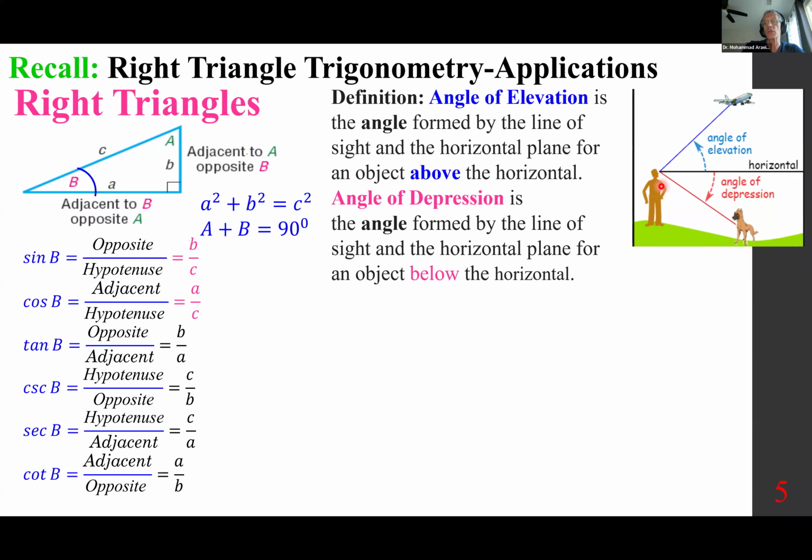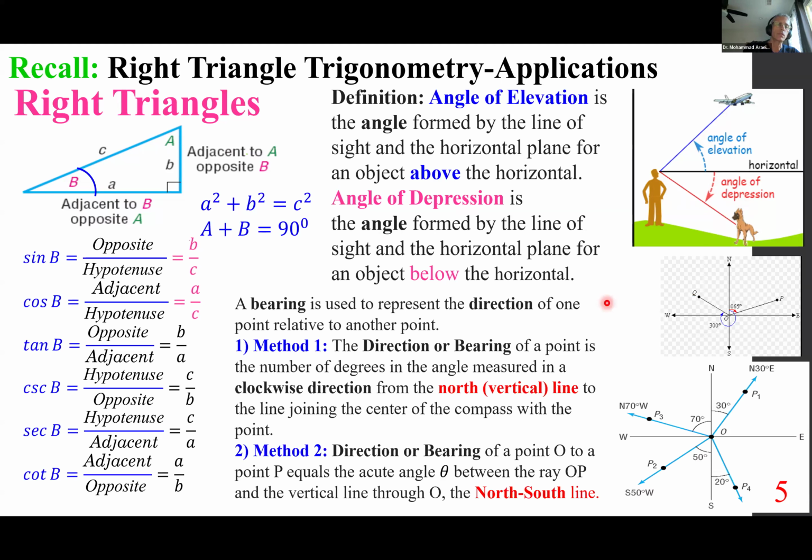So here's the horizontal side. If you look up, it creates an angle of elevation. If you look down, it creates an angle of depression. As far as bearings are concerned, there are 2 methods. Number 1, the direction or bearing of a point is the number of degrees in the angle measured in a clockwise direction from the north vertical line to the line joining the center of the compass with the point. And number 2, direction or bearing of a point O to a point P equals the acute angle between the ray OP and the vertical line through O, the north-south.